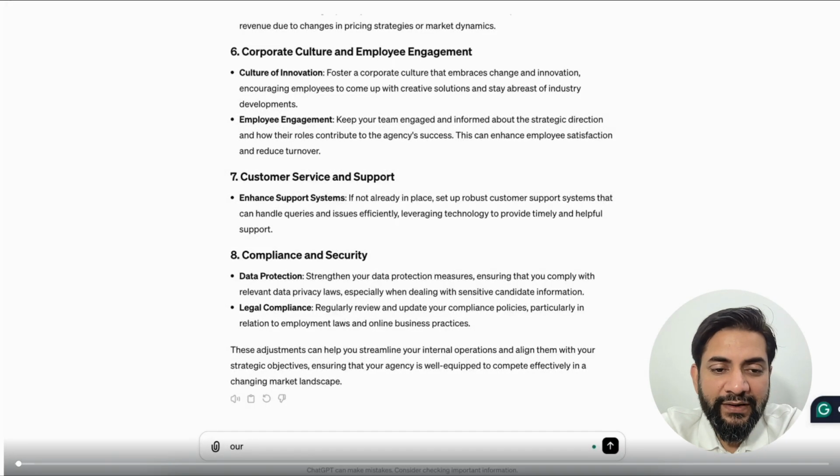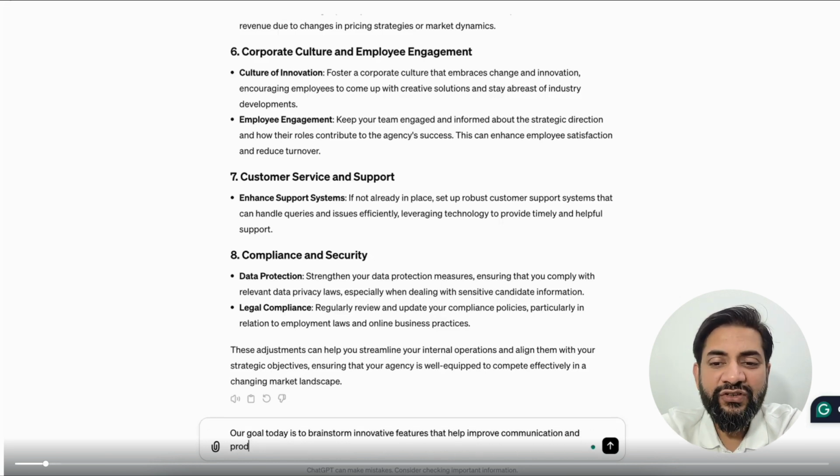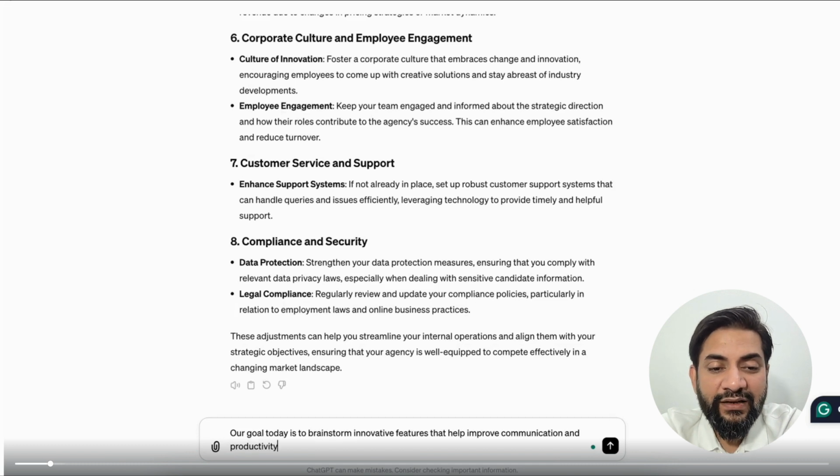The next prompt that I have for ChatGPT is, our goal today is to brainstorm innovative features that help improve communication and productivity for remote teams using our SaaS platforms.